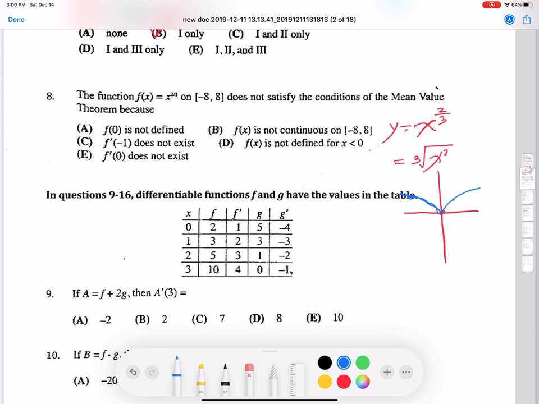If x is 8, y is 2. If x is negative 2, that's the cube root of 4. If x is positive 2, that's the cube root of 4 as well. It's symmetric about the y-axis. What about this point? This point is a cusp. At a cusp or corner, right? The function is not differentiable, so the derivative doesn't exist. So f prime of 0 doesn't exist. E is the answer. Okay.